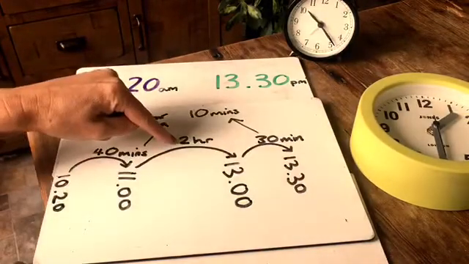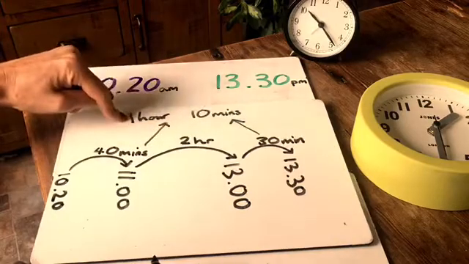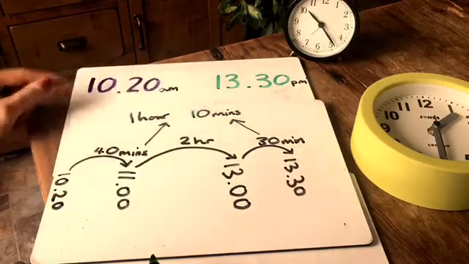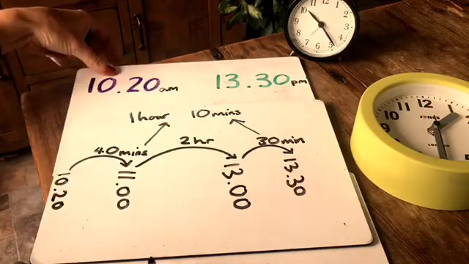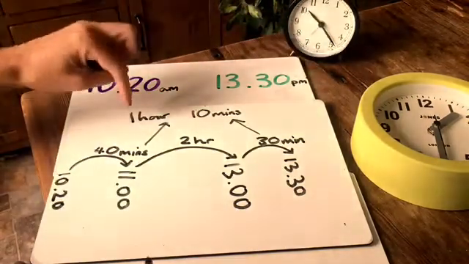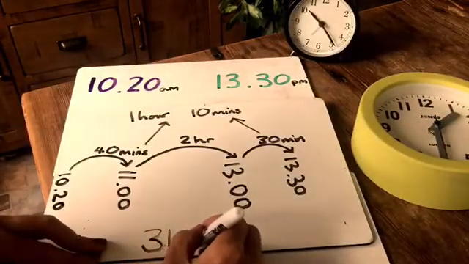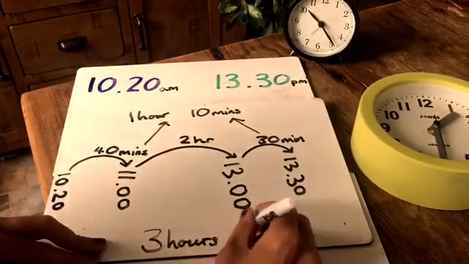But I can see that I've got another 2 hours here. So altogether, I've got 3 hours and 10 minutes. The difference between 10:20 a.m. and 1:30 p.m. is 3 hours and 10 minutes.